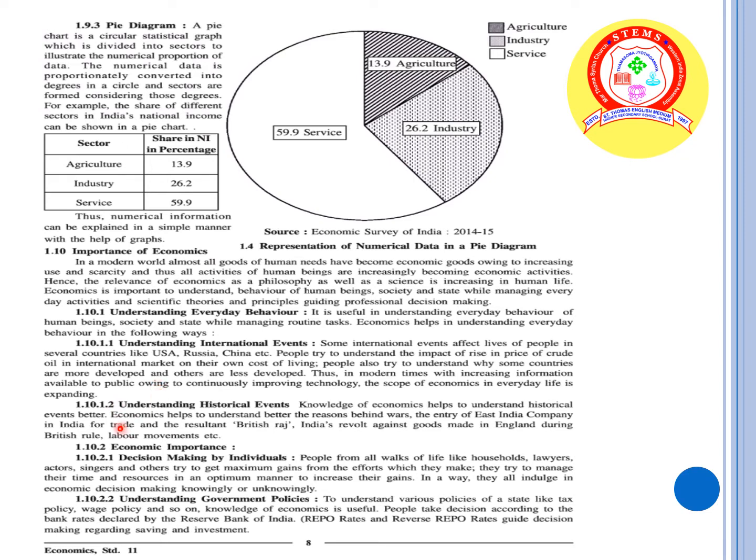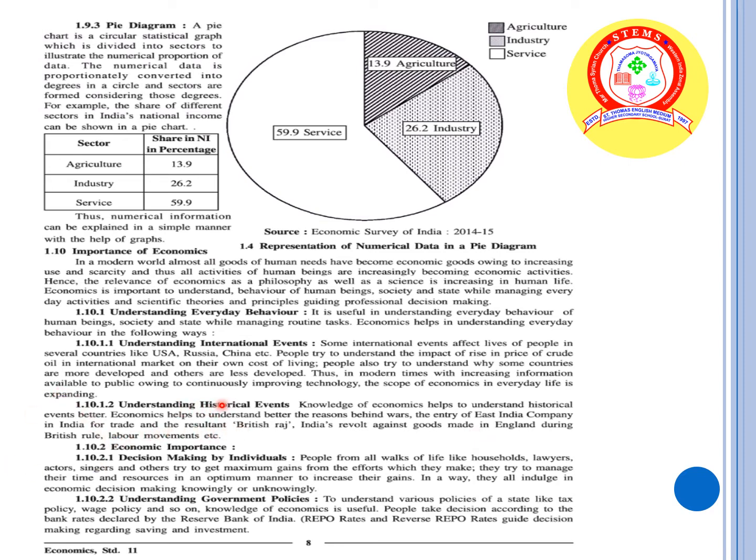Second one is understanding historical events. Now, knowledge of economics helps to understand historical events better. Economics helps to understand better the reasons behind wars, the entry of the East India Company in India for trade, and the resultant British Raj, India's revolt against goods made in England during British rule, labor movements, etc.